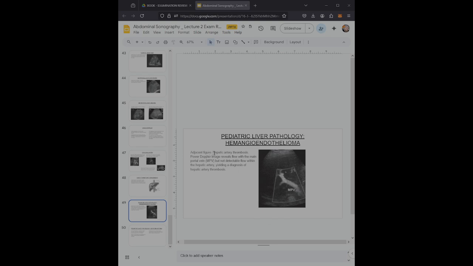And in this case, this patient presented with hepatic artery thrombosis. And power Doppler reveals flow in the main portal vein, but no detectable flow within the hepatic artery, yielding a diagnosis of hepatic artery thrombosis.